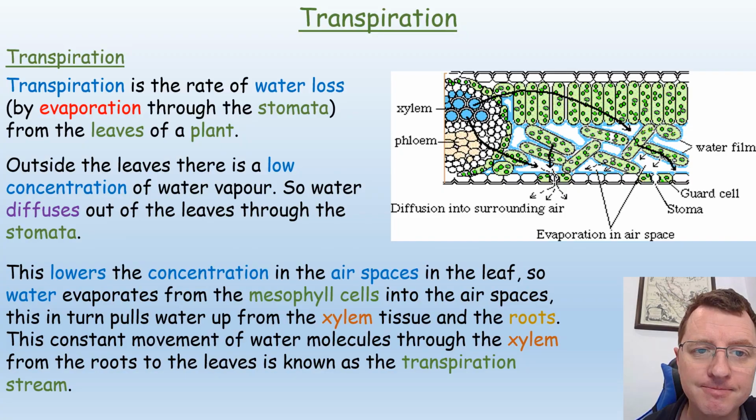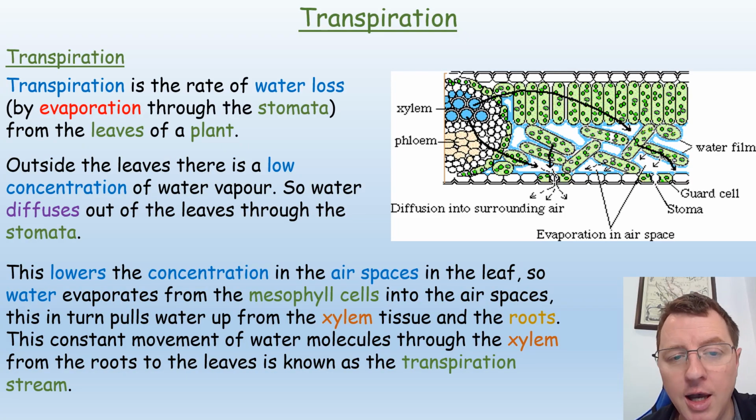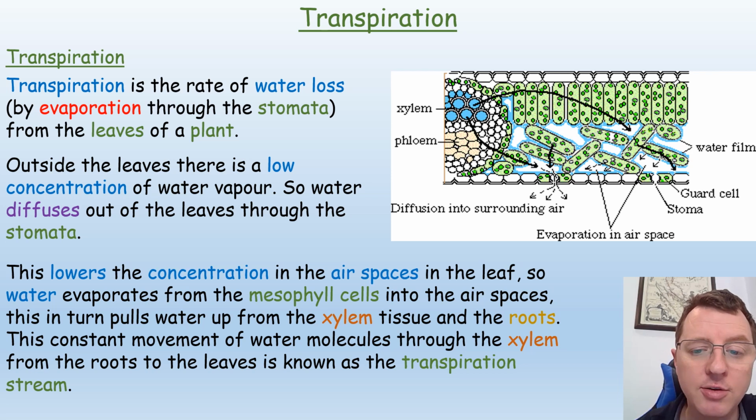In this video we'll be looking at how plants are adapted to low water environments, very dry environments. Before we get on to the adaptations of various plants and the different adaptations they have, it's important that we recap what transpiration is. Transpiration is the rate of water loss by evaporation through the stomata from the leaves of a plant.